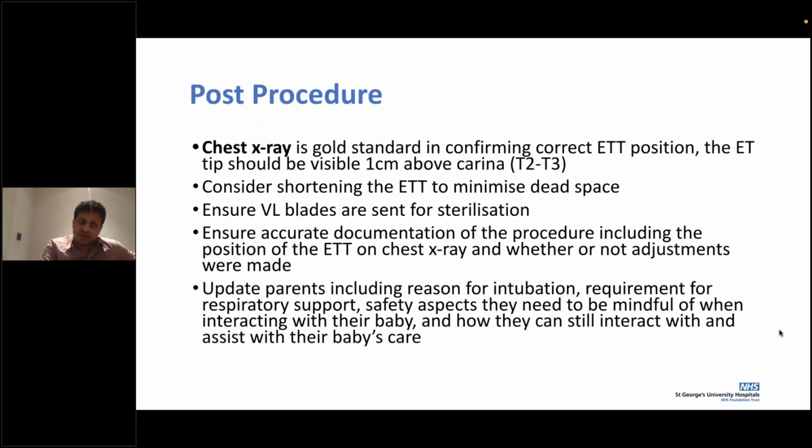The gold standard is ensuring on your chest X-ray that the tube is in. You want it at least 1 centimeter above the carina. You don't want it too low, because you don't want your ventilation to be supporting only one part of the lung compared to the other.